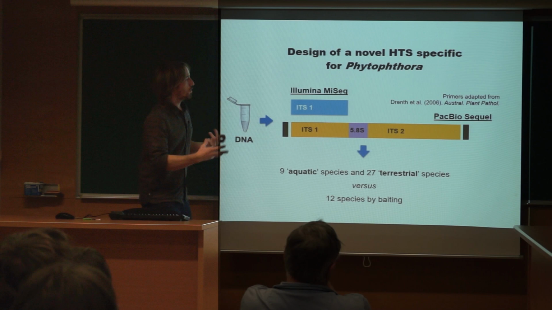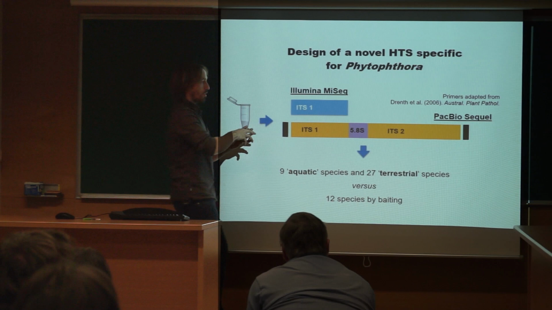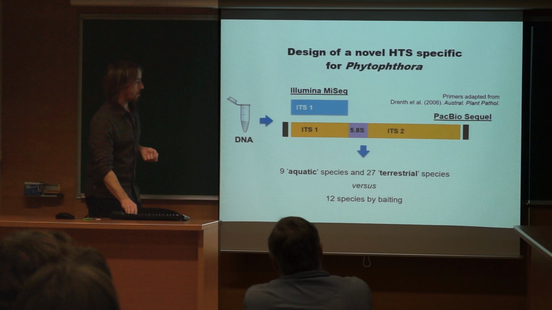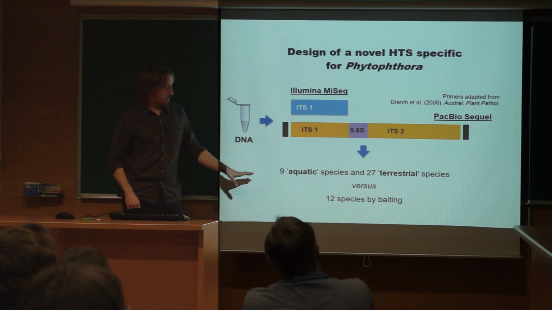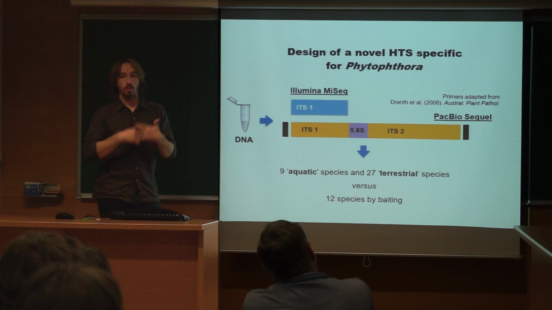The novel thing in this work was that, instead of using Illumina MiSeq with the short ITS1, we managed to use PacBio. We designed new markers, so we could use the full ITS as a marker gene. And as you can see, we got 9 plus 27, 36 species, versus doing it at the same time and in the same plots, 12 species just by baiting. So we increased the number of species a lot, with much less work.